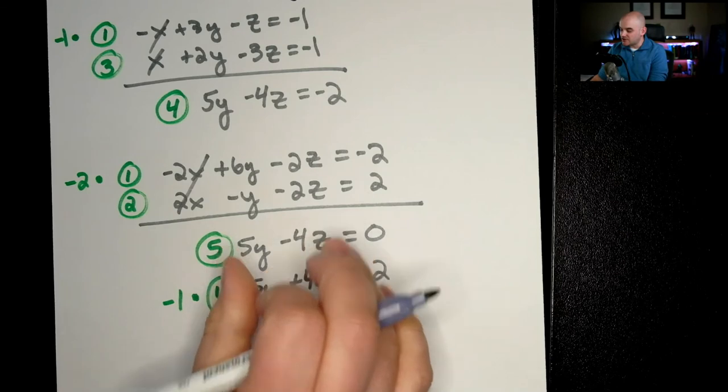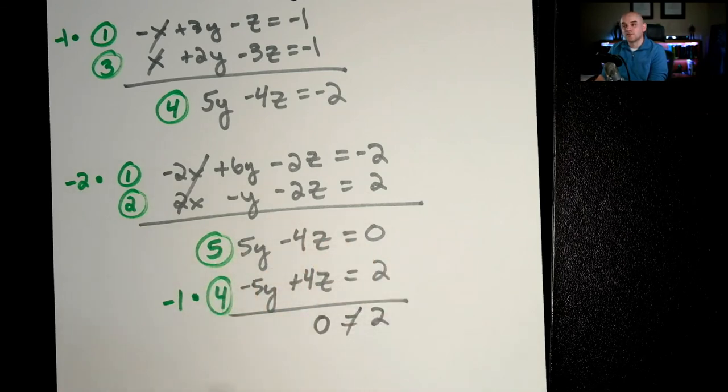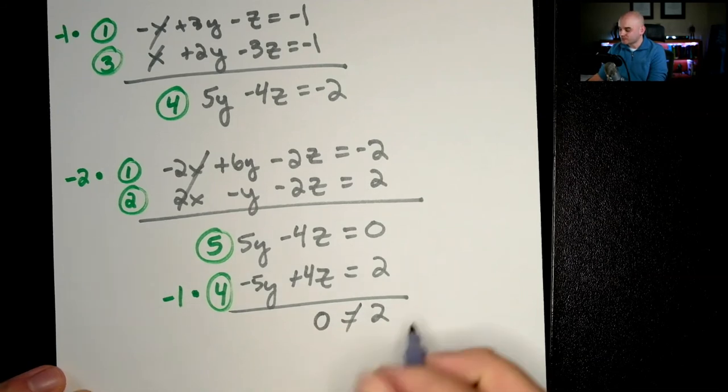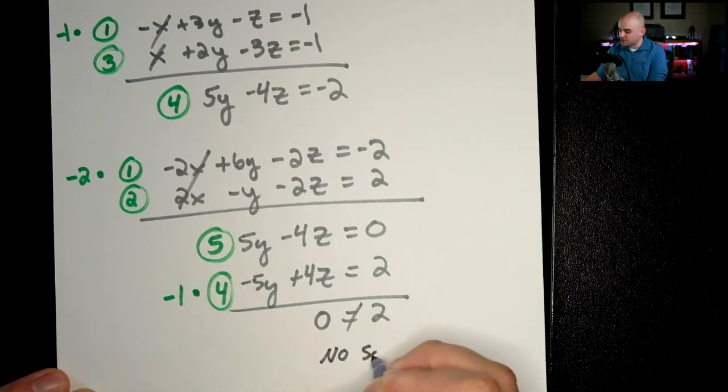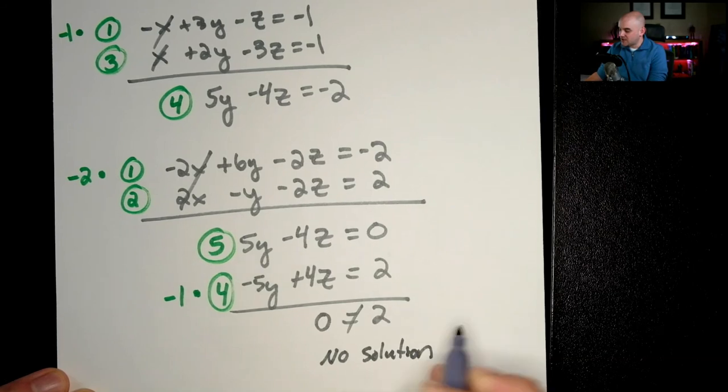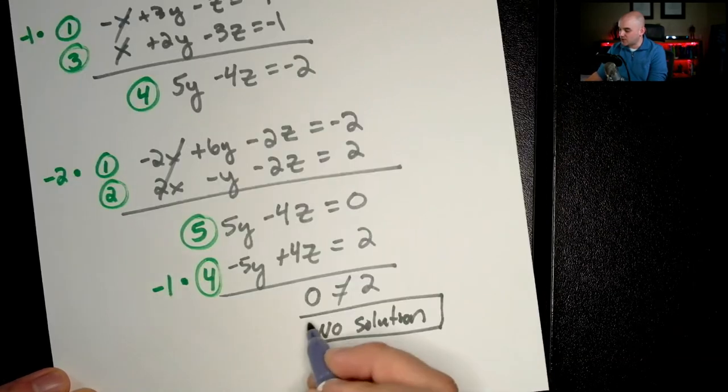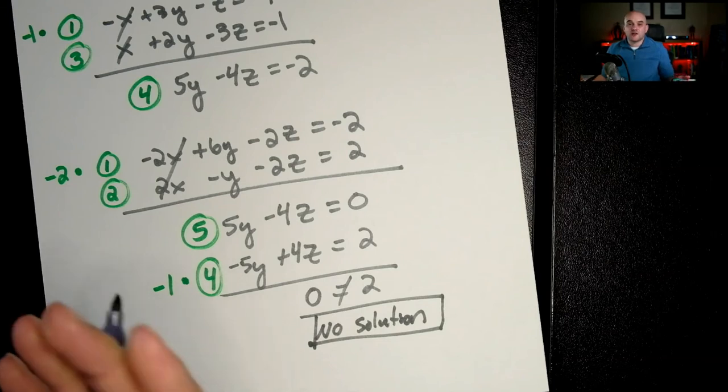So just like when we did two systems of two variables, because I get a non-true statement here, that means that there is no solution. Now, sometimes that throws students off when they do all this work and they get no solution, and it's okay to go back and check your work.